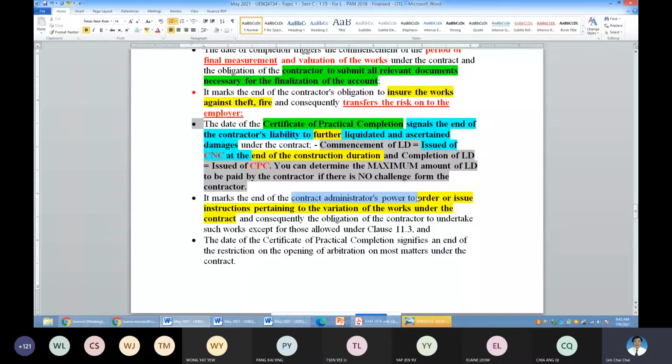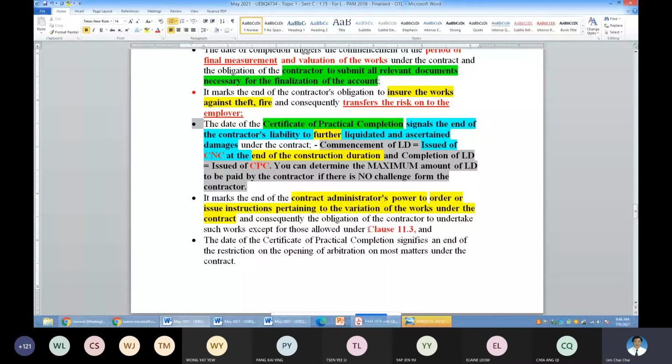This one already studied earlier under your clause 11.3. Only special VOs can be issued. Okay, so normal VO cannot be issued. It doesn't mean that no VO can be issued. Repeat, once the CPC is issued, normal VO for the building works is no more available for the architects to issue. Only special VOs can be issued to comply with the AAN SP.